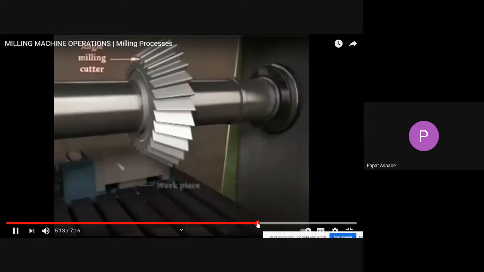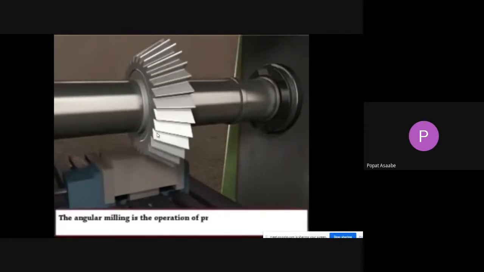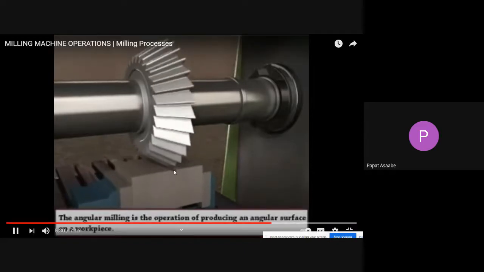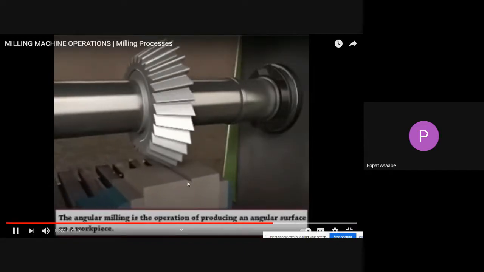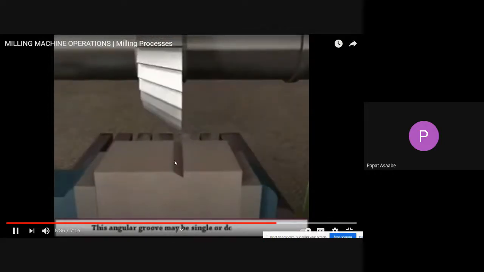See, this is the angular milling. The angle milling cutter is here, mounted on the arbor. This is the workpiece, and now it is working to produce the angular machining. The angular surface is generated by the angular machining.